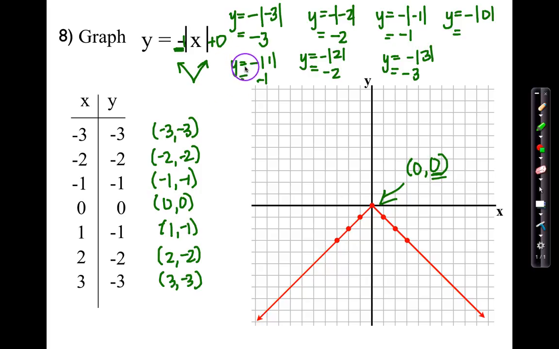So with these types of nonlinear relationships, you're going to notice you're going to have to create tables for them. And not only that, I note that we still read our graphs from left to right to determine if it should be heading downwards or heading upwards.